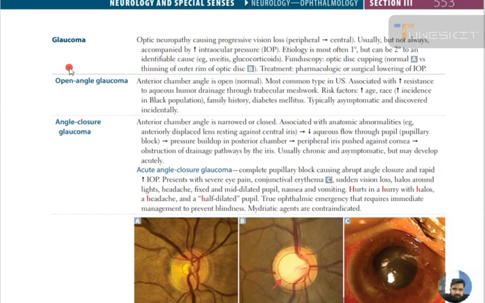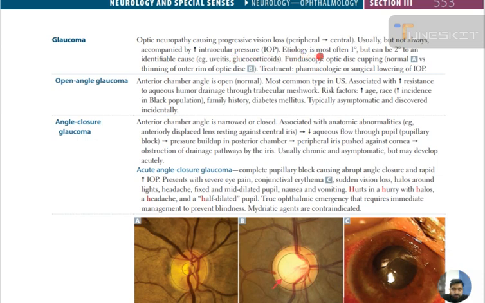Glaucoma. It's a very important topic. It is an optic neuropathy causing progressive vision loss, peripheral, then central. Usually, but not always, accompanied by increased intraocular pressure. Etiology is most often primary, but can be secondary due to an identifiable cause like uveitis and glucocorticoids.